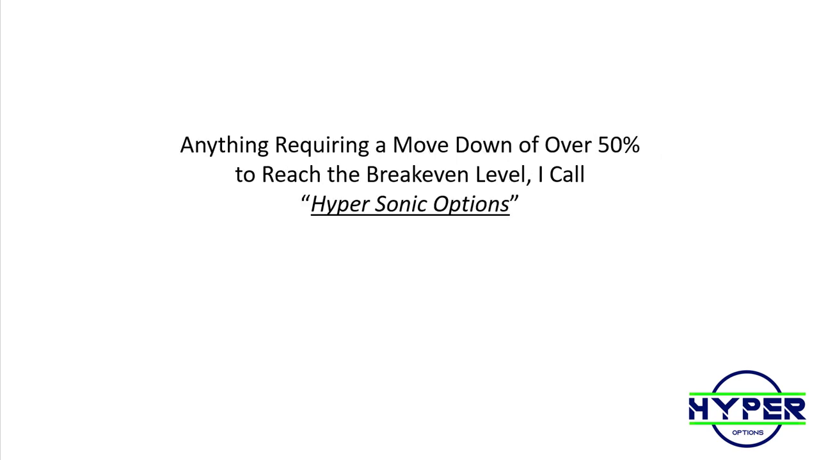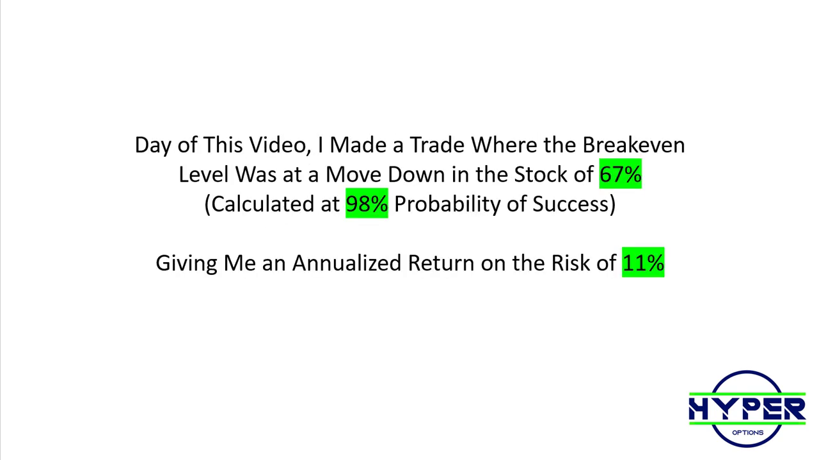And this is how. Anything requiring a move down of over 50% to reach the break-even level is what I call hypersonic options. So if the move down just to reach the break-even level is 50% or more, that's what I put into a slightly different category, and I call it a hypersonic option. Or in other words, it gives me a super high probability of success.